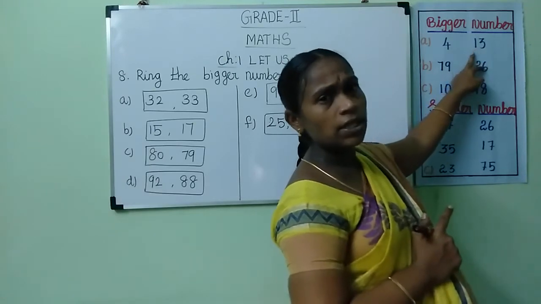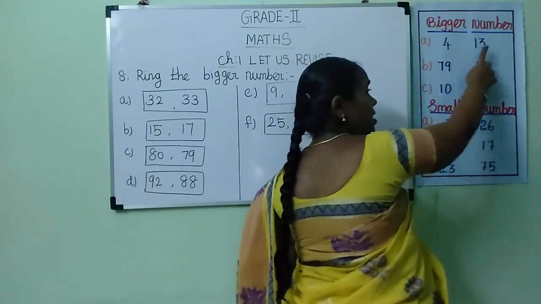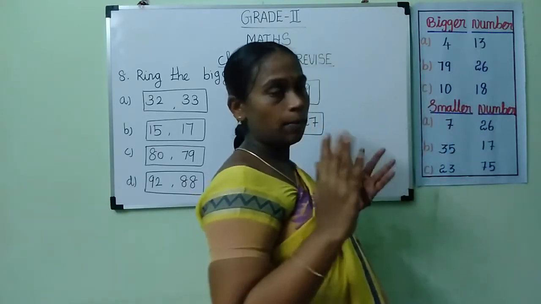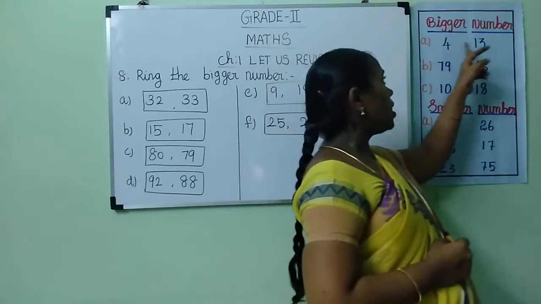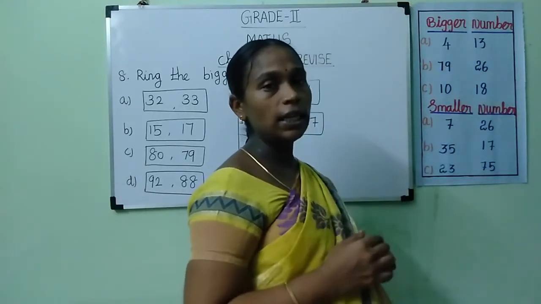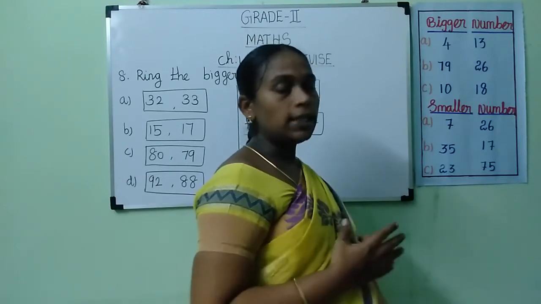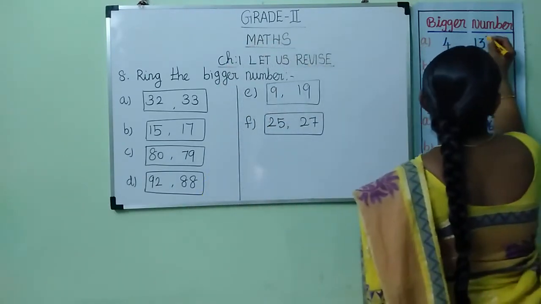So, which number is the bigger number? You compare these two numbers, 4 and 13. Which number is the bigger number? You should put the circle. Okay. 4 and 13. Which number is bigger? 4 or 13? Yes, 13 is the bigger number. So, you should put the circle.